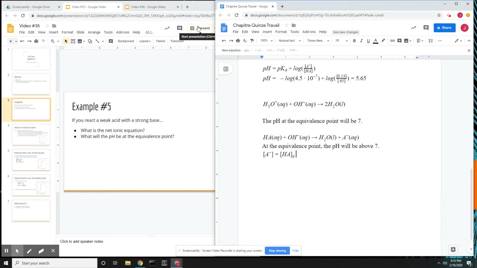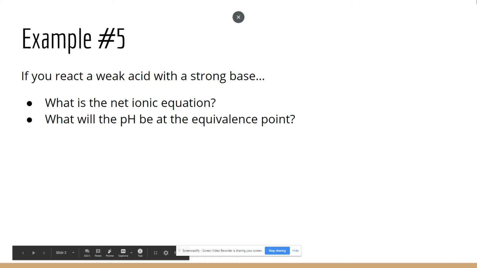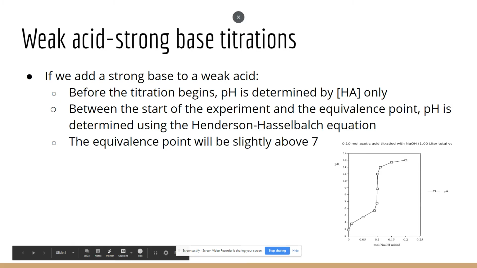That's one of the key differences between strong acid titrations and weak acid titrations. When you look at the graphs, it's something that pops up a lot in multiple choice exams. So whenever you see that the equivalence point is above 7, it gives away that you're titrating a weak acid. Pause here. You don't need to draw the picture.